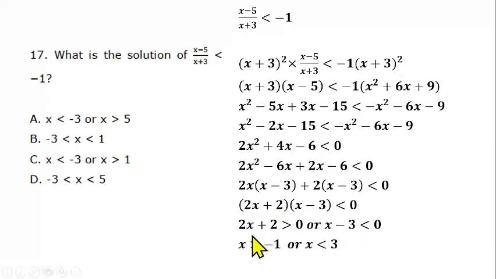So from there you have minus 2, divide both sides by 2, that gives x is greater than minus 1. Then here, this one to this side, x will be less than 3. So if you combine these together, that gives us minus 1 is less than x less than 3. And I think there's a typo here as regards one of the options here.